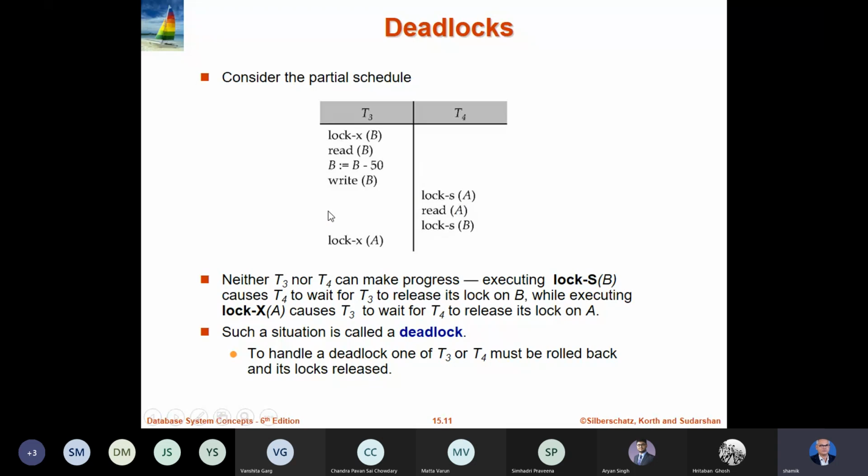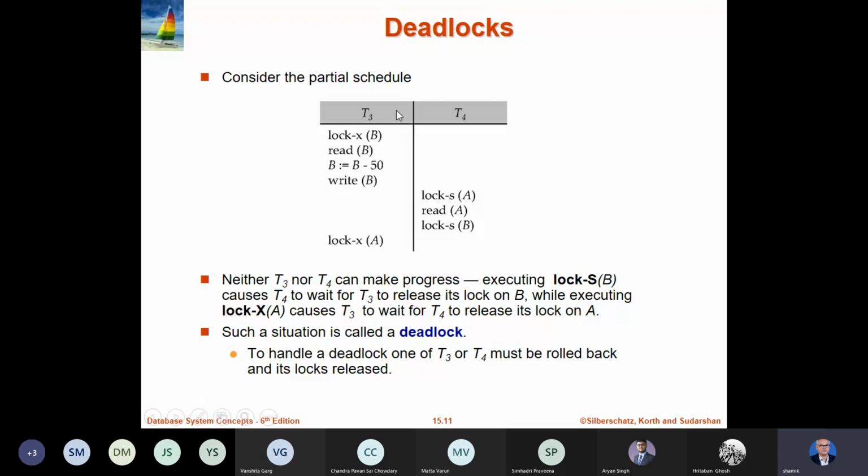But in the meantime T3 is proceeding, and it wants an exclusive lock on A, but T4 is holding a shared lock on A. So this cannot be granted because this one is holding it, and that cannot be granted because the other is holding it. And as you know from the operating systems course you have studied, there is a circular wait here, and that results in a deadlock.